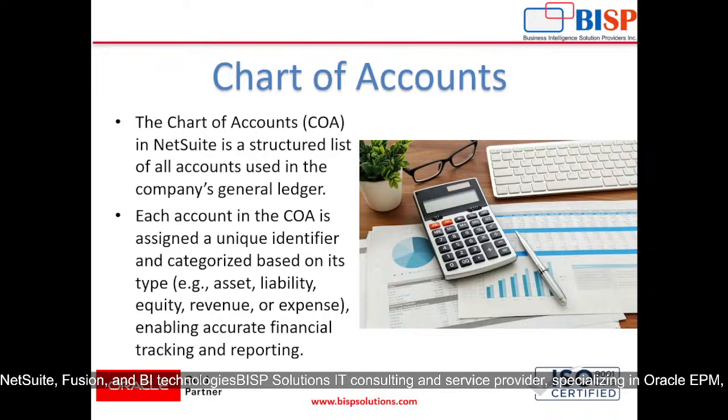Some key concepts of chart of accounts are: first is account types, which include assets, liability, equity, revenue, and expenses. Next is account numbers. Each account in the COA is assigned a unique number or code for easy identification and reference. Then hierarchy. Accounts can be organized hierarchically with parent and child accounts to provide detailed financial reporting. Parent accounts are summary accounts that aggregate the total of their child accounts.